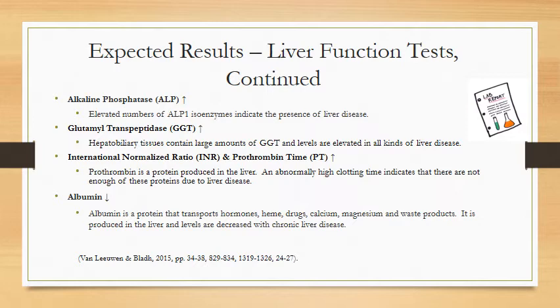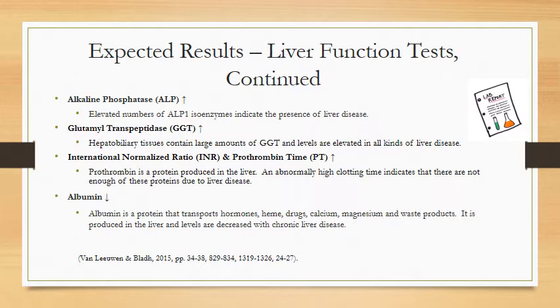The GGT test, or gamma-glutamyl transpeptidase test, also will come back elevated because liver tissues contain large amounts of GGT and levels are elevated in all types of liver disease. Another test that will come back elevated is the International Normalized Ratio, or INR, and the prothrombin time, or PT test. Prothrombin is a protein produced in the liver, and an abnormally high clotting time indicates that there are not enough of these proteins being made due to liver disease such as hepatitis.